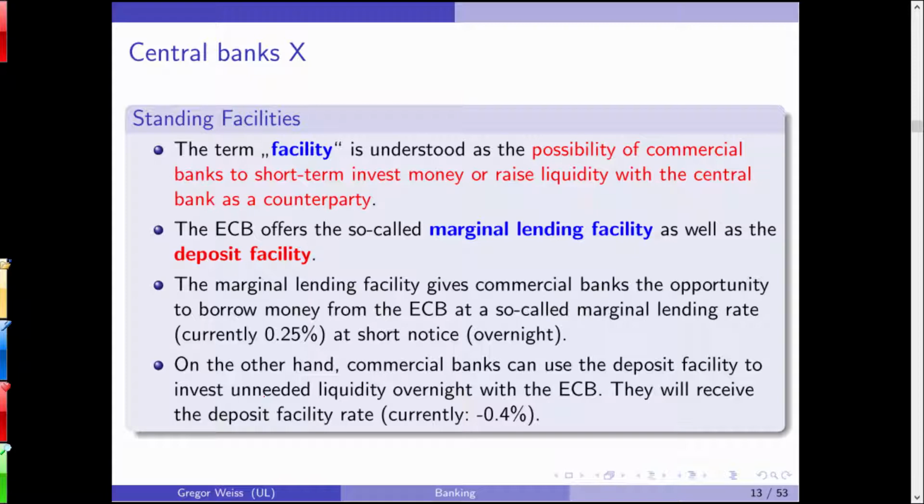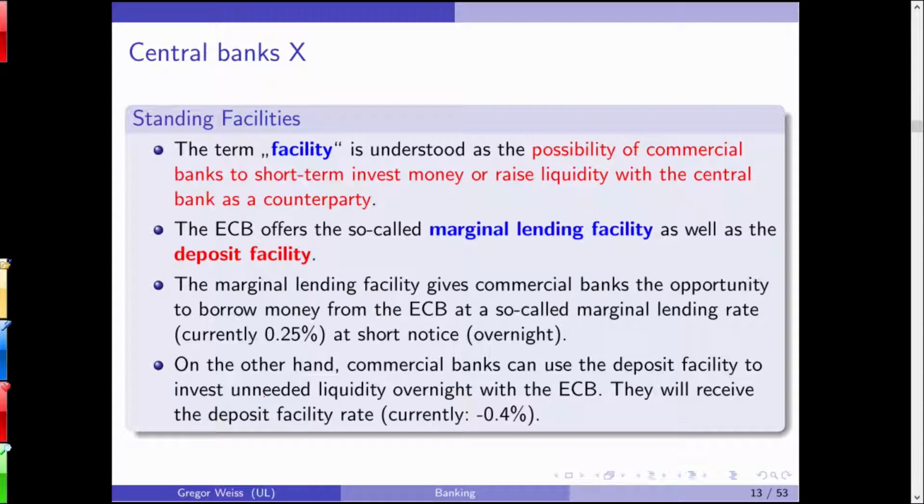You have the possibility to get central bank money or to deposit central bank money. And this is what is done by the ECB as well. It's understood as the possibility of commercial banks to short-term invest money or raise liquidity with the central bank as a counterparty. So usually the central bank will offer a standing facility to commercial banks so that commercial banks can receive overnight liquidity, or it can deposit overnight excess liquidity with the central bank. So there will be two interest rates, one for the commercial banks to pay in case they are in need of liquidity, and one interest rate the central bank will pay out to commercial banks in case the commercial banks deposit cash and liquidity with the central bank.